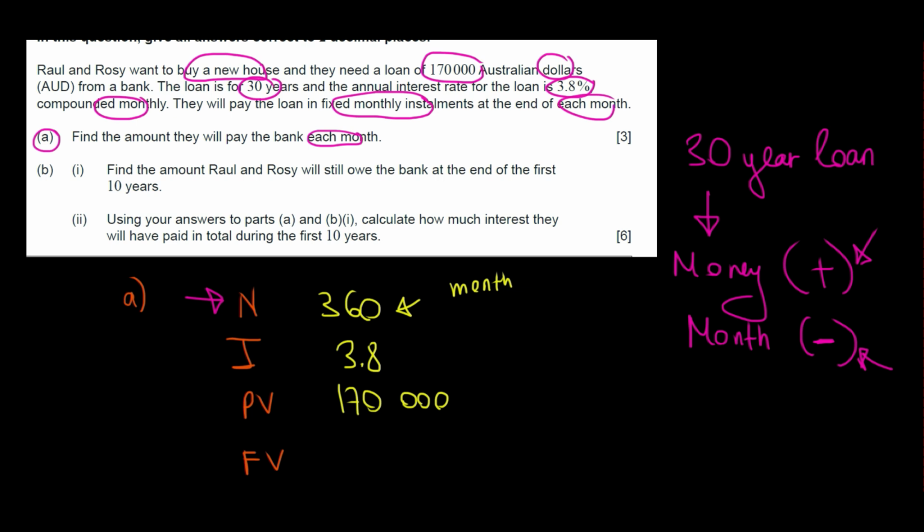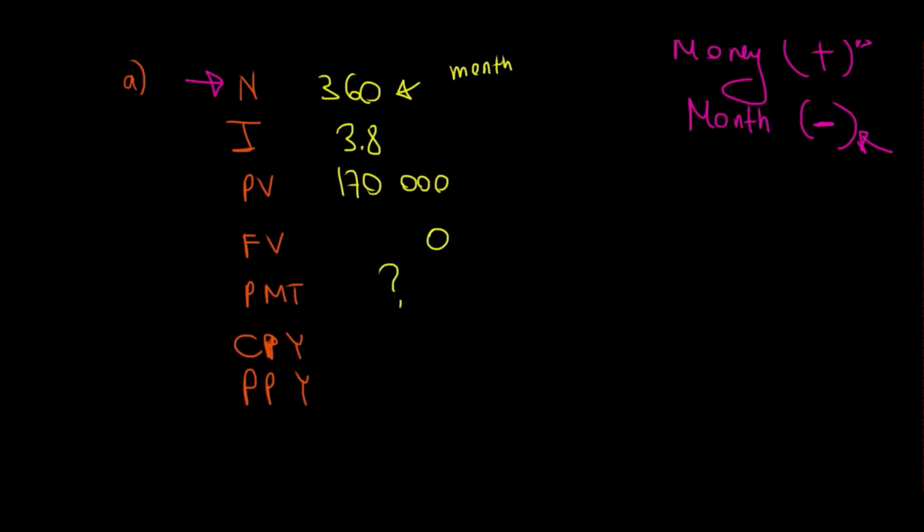Future value, how much do you need to have by the end of paying the loan? Well, you are going to pay all the amount, so in the future you should have nothing left to pay. You will have $0 left to pay by the end of this loan, so the future value is going to be 0. The PMT you have to find out, that's a question mark. Then the CPY and the PPY, the compounding periods per year and the payment periods per year. The compounding periods are 12 because you are compounding monthly, so the interest compounds 12 times a year. And because you are paying monthly, the payment periods per year are also 12.